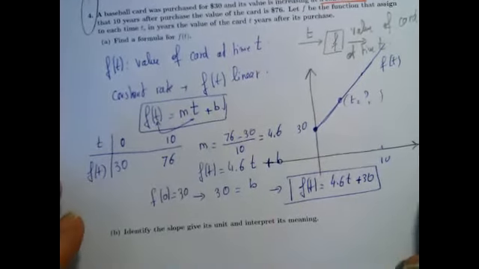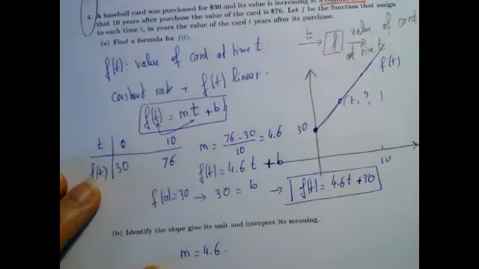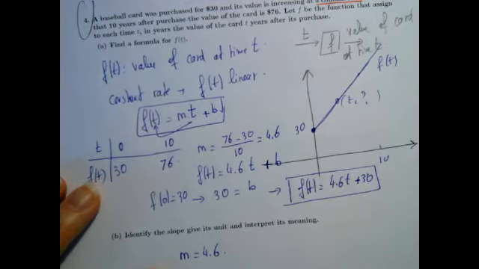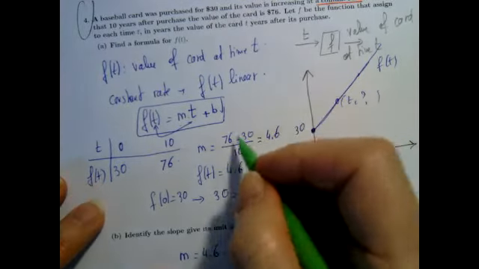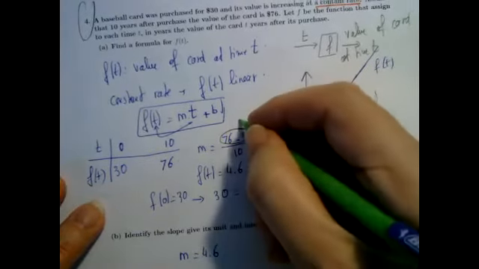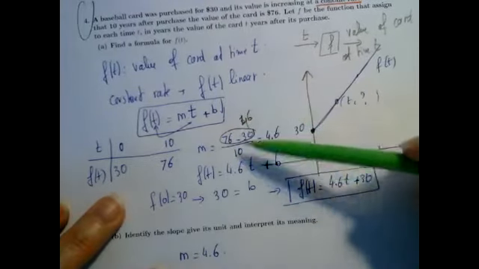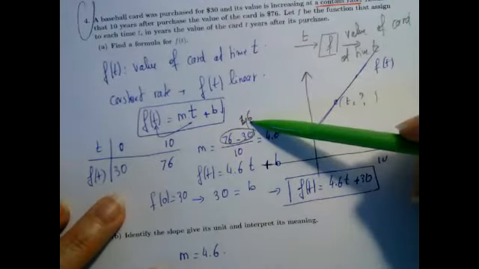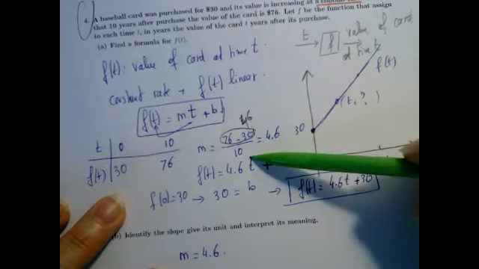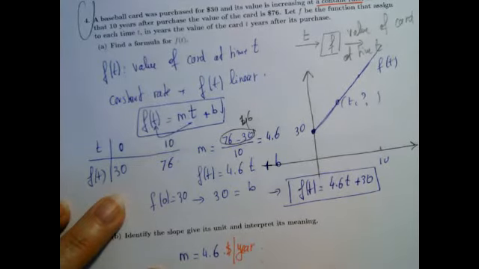Now identify the slope, give it unit. So we found the slope. The slope is 4.6. What does the slope tell me? The slope is the following. In 10 years, the numerator is telling me that, so this is 76 minus 30, 46. It means in 10 years, the value of the car changed by $46. So when you divide by 10, you're actually telling me how much it changed per year.